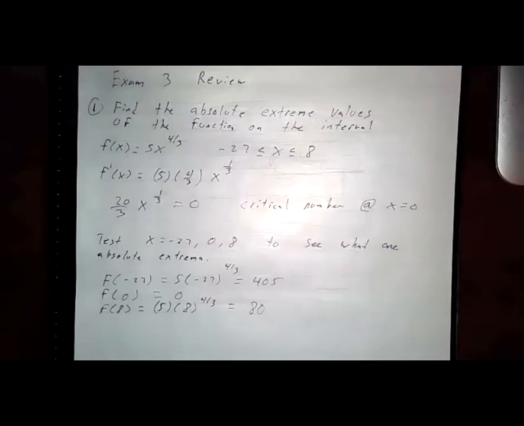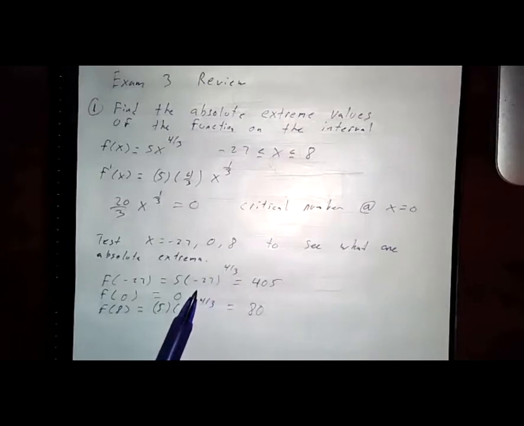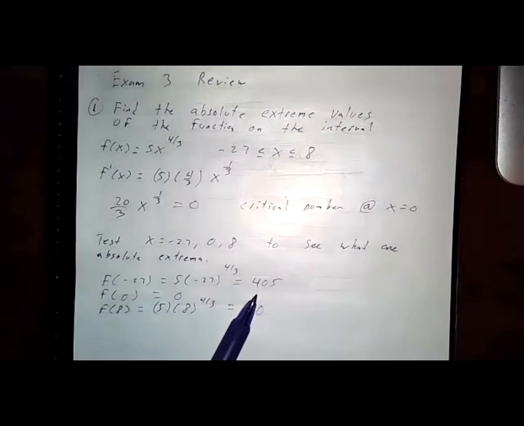Okay. Would that be negative 405? No. Because you'd cube root it, which would be a -3, but then the fourth power would make it positive. And then times 5, still positive. But that's a good question. Which one's the biggest? It's an easy question, right? Where is my maximum?